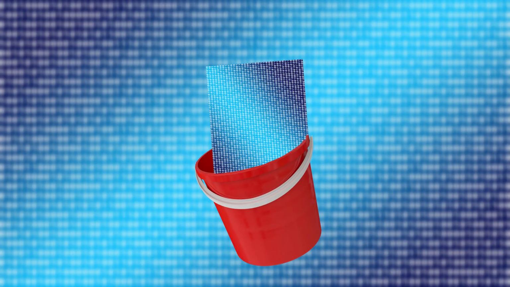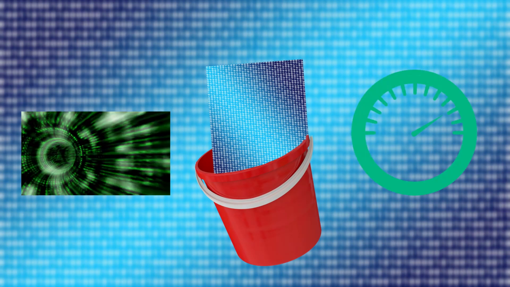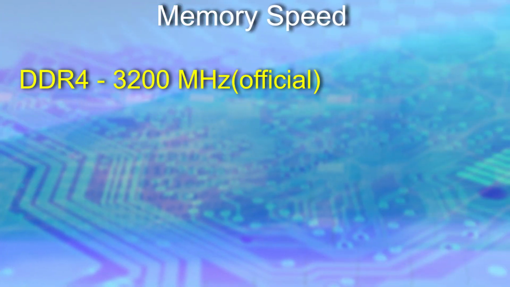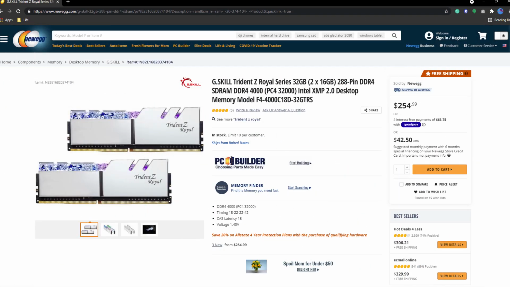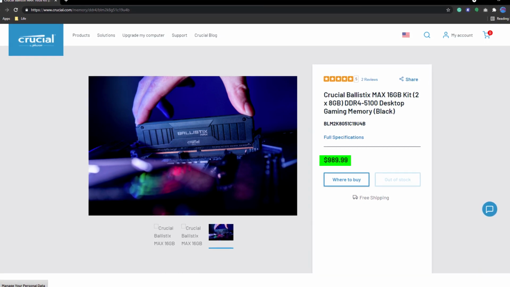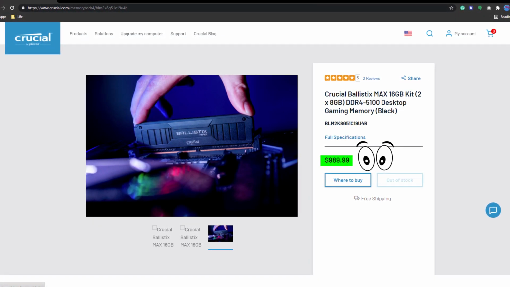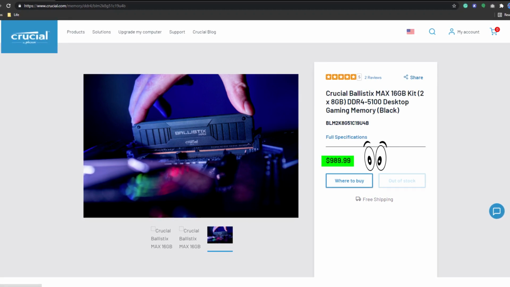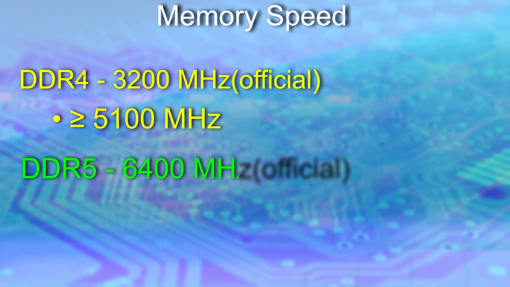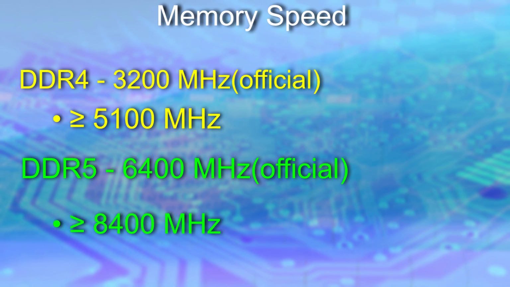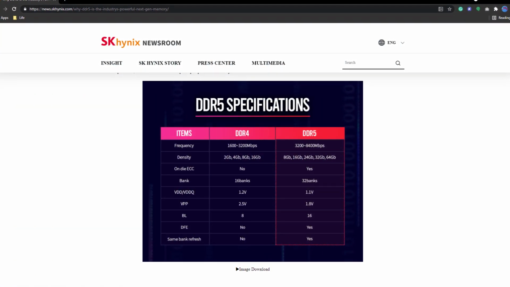Alright, so that's capacity, but what about bandwidth and clock speed? Well, DDR4 has an official speed cap at 3200 MHz, although you'll find 3600, 4000, and even 5100 MHz DIMMs, and that's just down to really good quality silicon being able to be binned and overclocked really far. DDR5 has a max speed of, wait for it, 6400 MHz, though once again we're most likely going to see even higher speeds eventually, 8400 MHz according to SK Hynix's data.